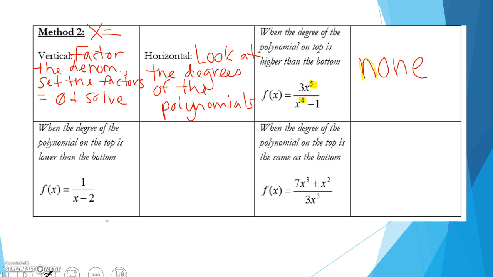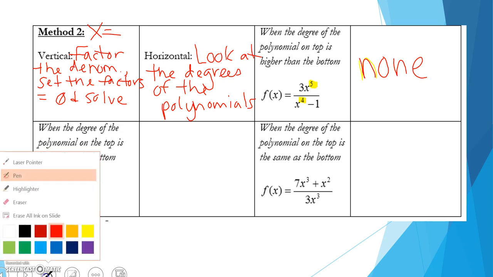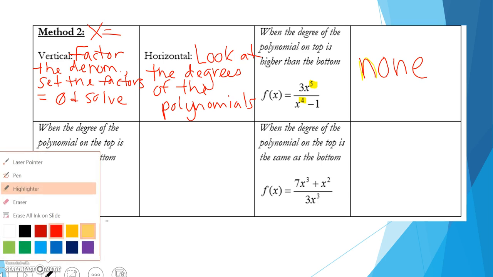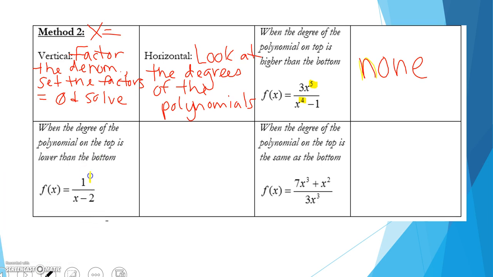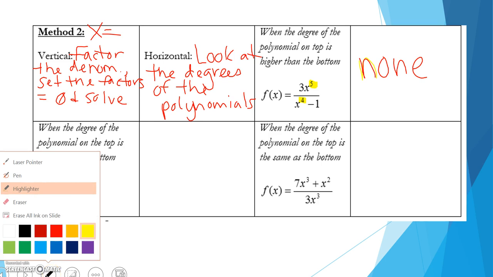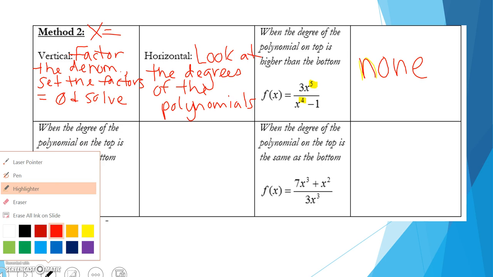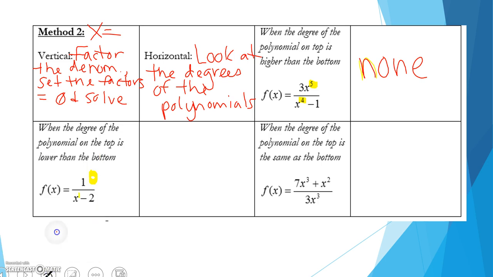Now, the next case is when the degree in the polynomial on the top is lower than on the bottom. So in this case, there is no x on top. And so when there's no x up top, then we assume that the degree is 0. Okay? And on bottom, that has a degree of 1 that is assumed. And so since 0 is smaller than 1, the degree in the top is smaller. And so what that means is that the asymptote will always be at y equals 0.